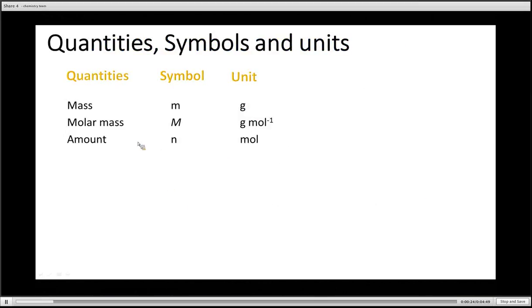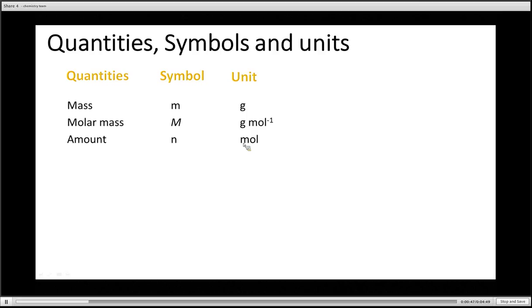The quantities: mass, molar mass, amount. The symbol for mass is m with a unit of g for gram. Molar mass has the symbol of that capital M, that big muscle man, and its unit is grams per mole, the mass of 1 mole. Amount is given the symbol n, and its unit is mole.